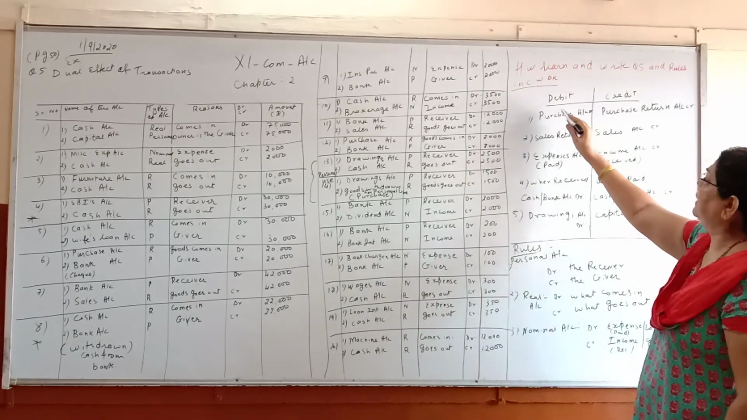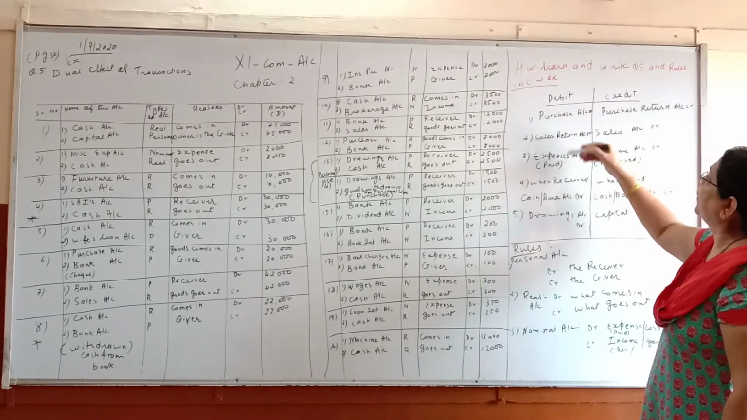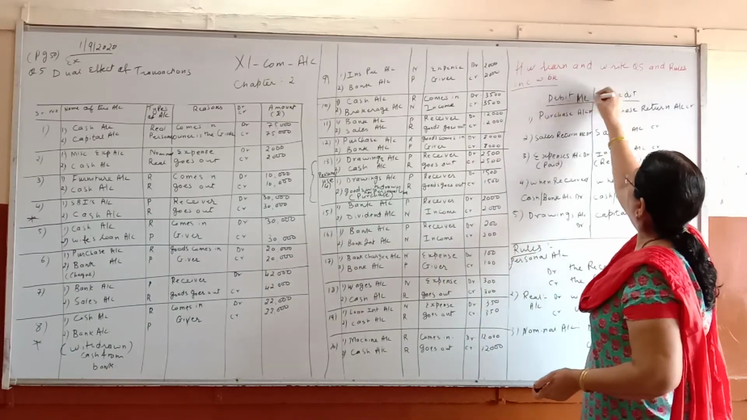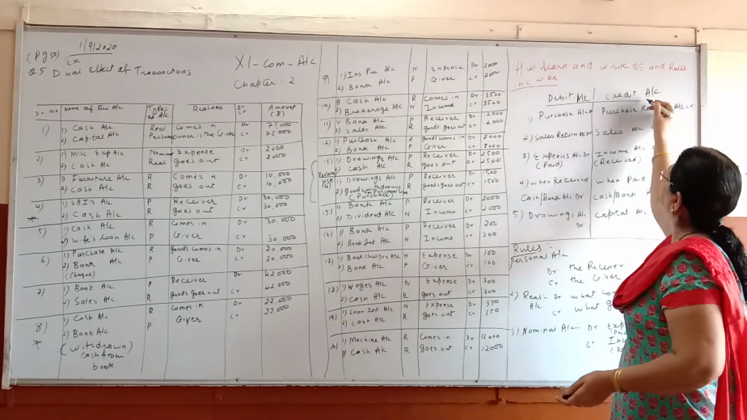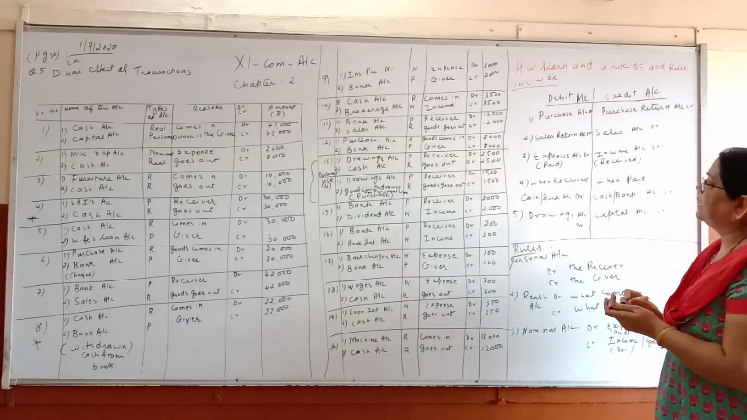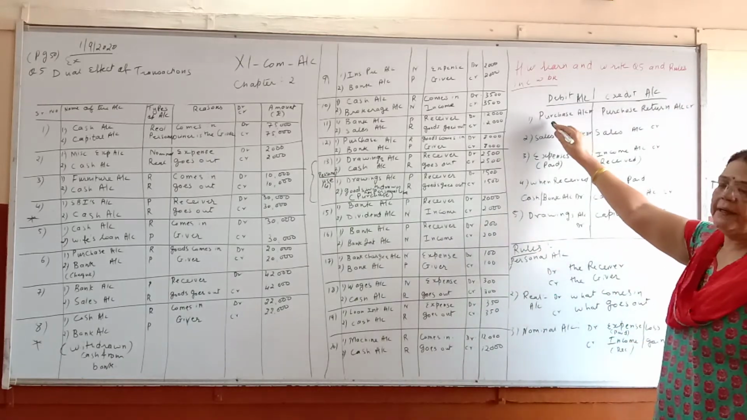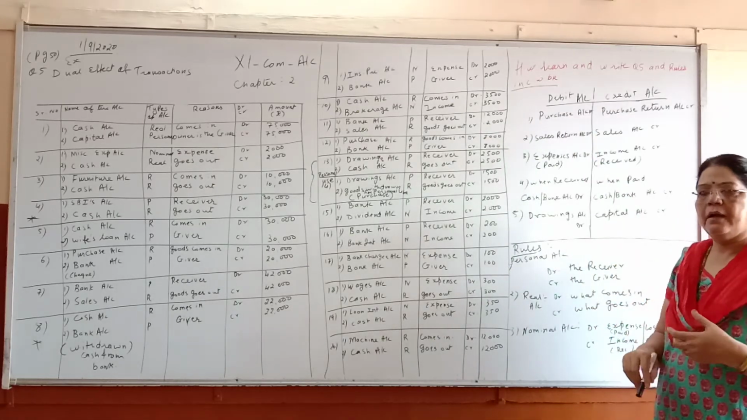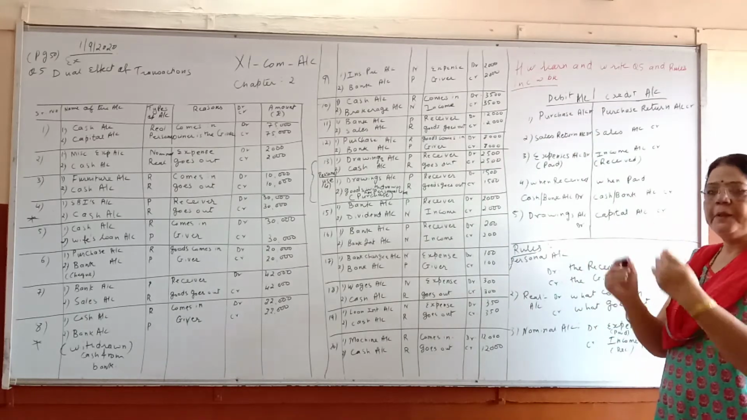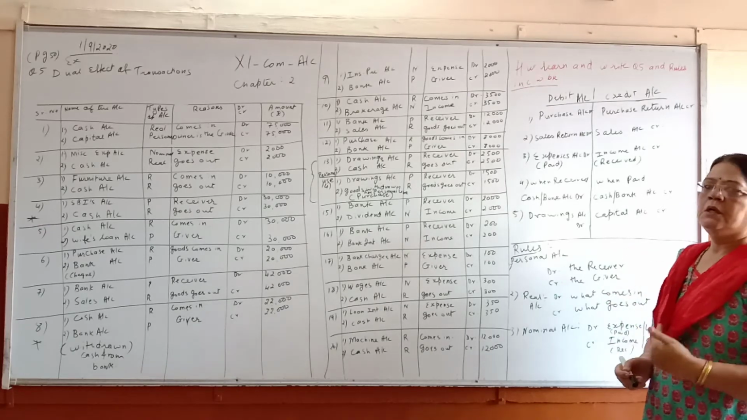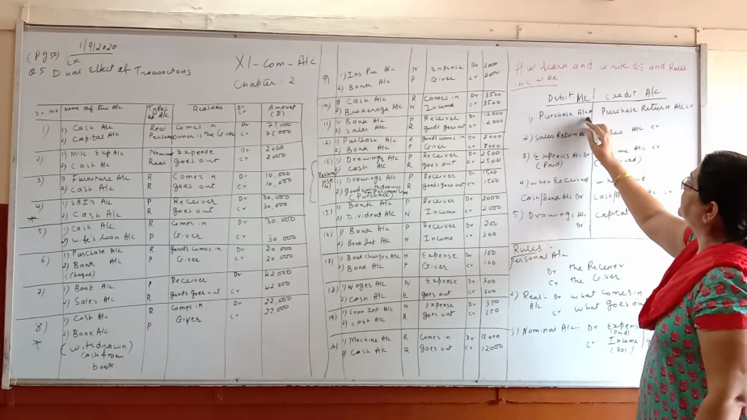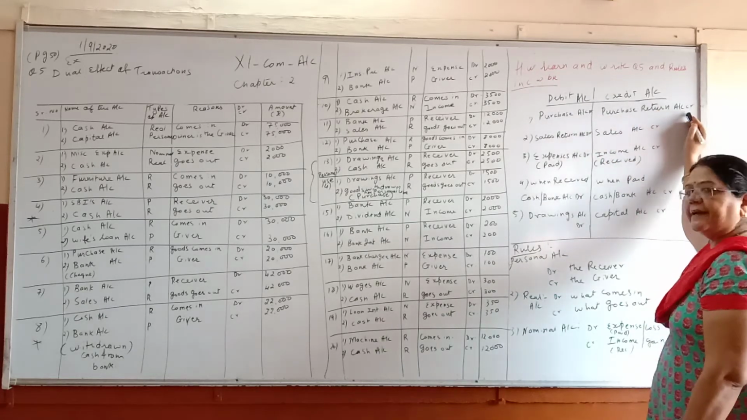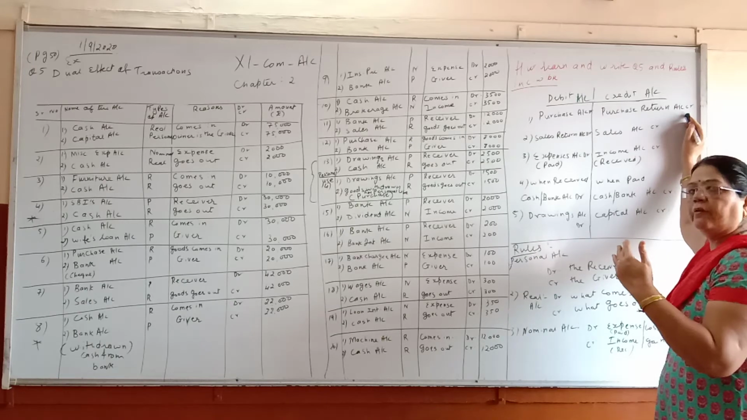Now children, I have made some easy work for you. Debit account. These all are debit accounts and these all will be credit accounts. So children, purchase account will always be debited. Why? Because when you purchase, goods comes in. So purchase account is always debited. But purchase return account will be credited.